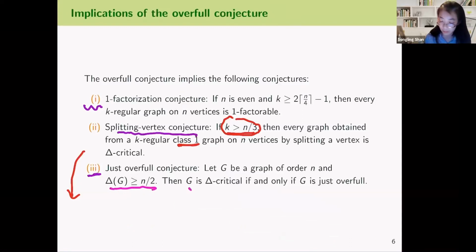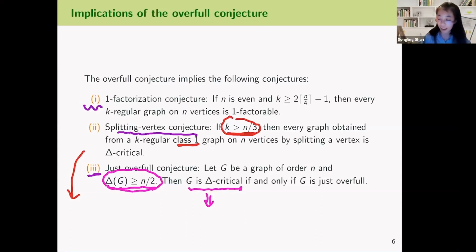So suppose we assume that the graph G is Δ-critical, right? Then G is a class 2 graph. If the overfull conjecture is true, because this condition n over 2 is bigger than n over 3, then G being class 2 implies G contains a Δ-overfull subgraph. But G is Δ-critical. Take off any edge, the graph is not class 2 anymore. That means G itself is overfull, and it is also Δ-critical. So that means just overfull, right? You cannot remove any edge and still keep the remaining graph overfull.